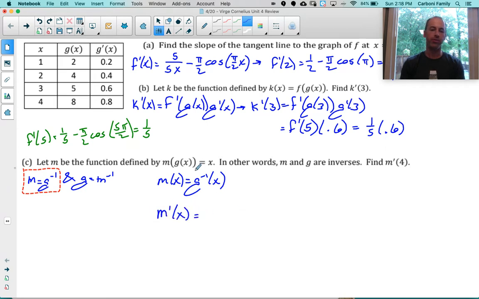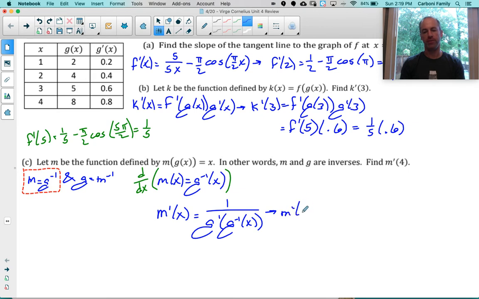And I like to do derivatives of inverses with a little memorized formula. I generally don't like straight memorization for math and memorizing formulas. However, this is one case where I think it is a little bit more efficient to do. So the derivative of an inverse function is 1 over g prime of g inverse of x. And then finally, we will plug in 4. m prime of 4 is going to be 1 over g prime of g inverse of 4.